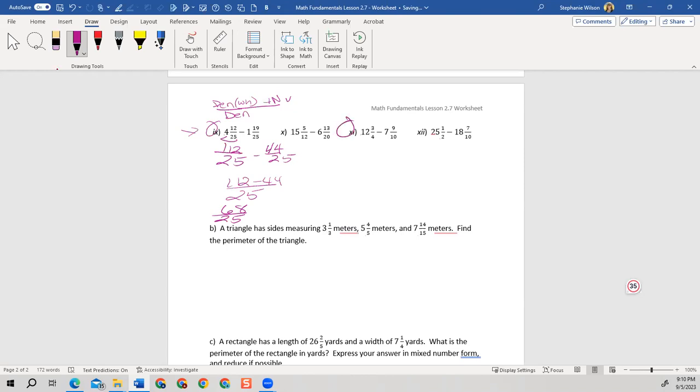So I want to look at this one here. Let's solve it. Well, you notice the denominators are different. They are in mixed number form. So let's go ahead and convert it to improper. And what doesn't change is the denominator. So I'm going to go ahead and bring that down.